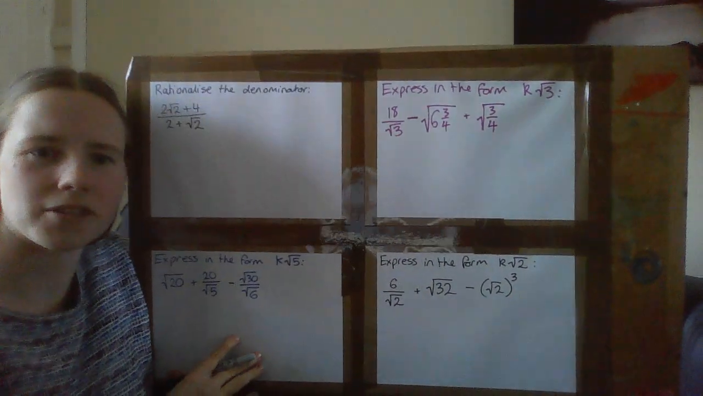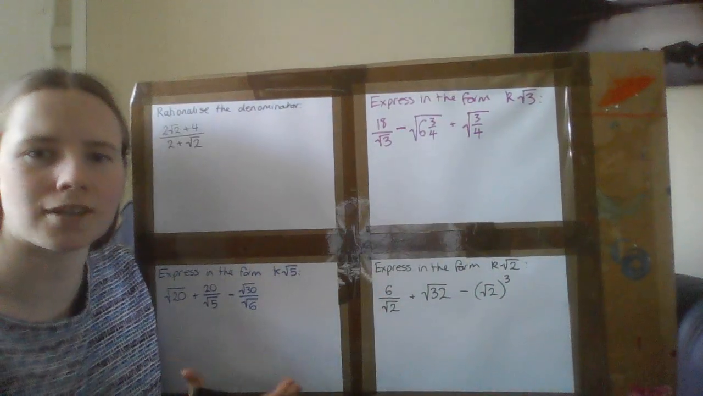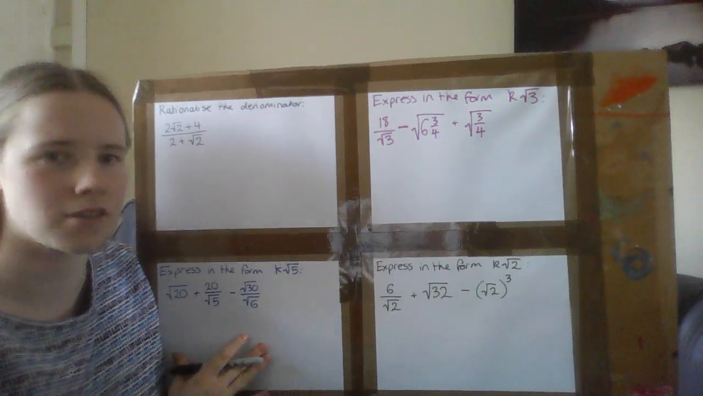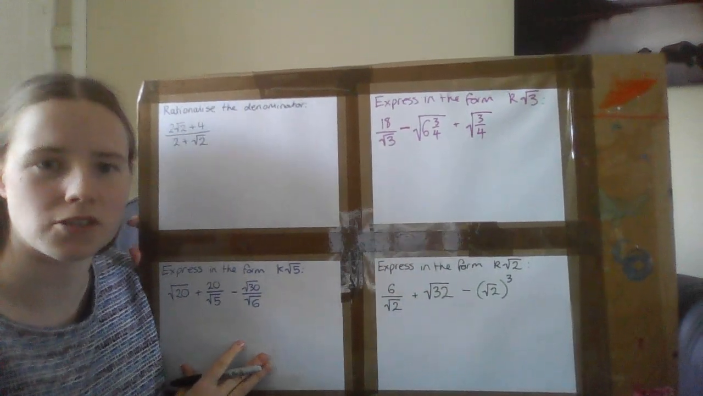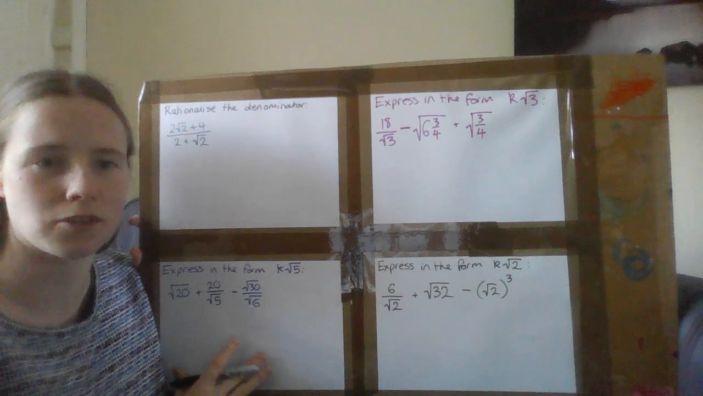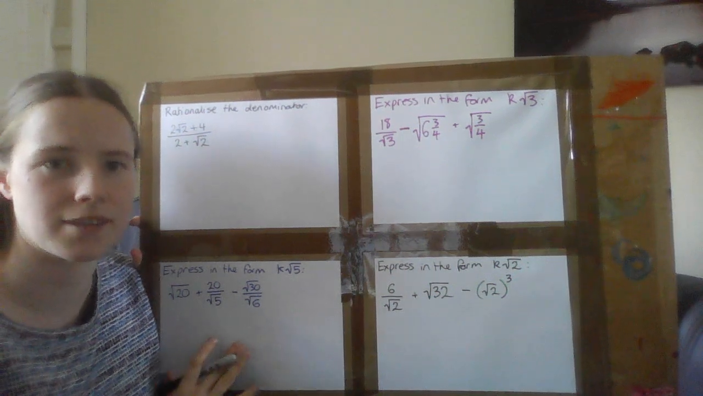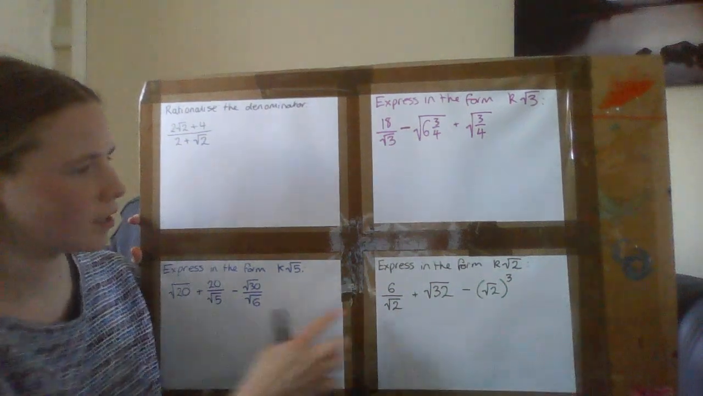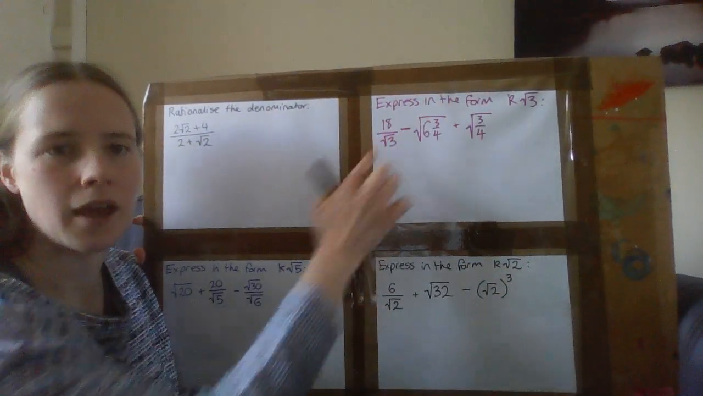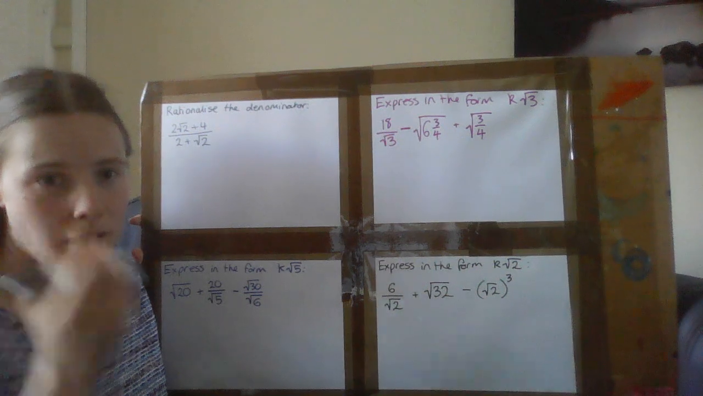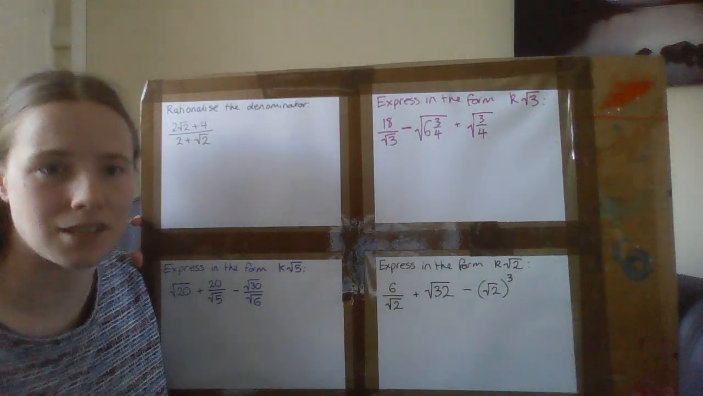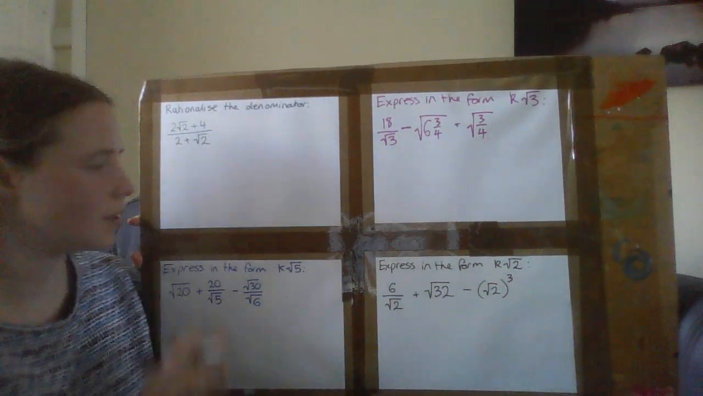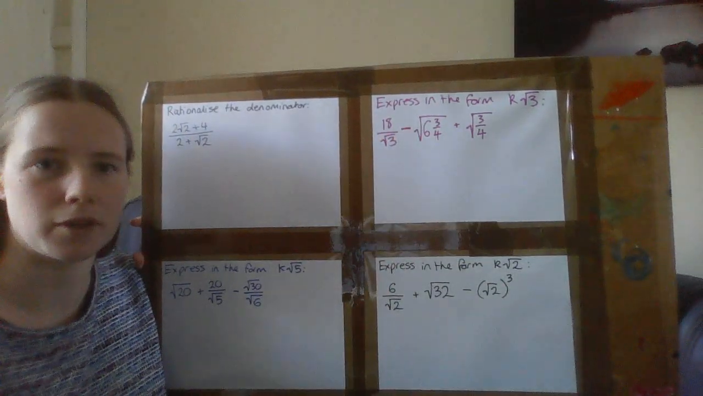Hello, in this video I'm going to go through 4 more challenging questions on surds. Before you try these questions, you need to make sure that you have fully understood how to rationalise the denominator, because it's going to come up in all of these questions. This form of question comes up quite a lot in AQA GCSE at the level 9. So these are worth being able to do confidently.